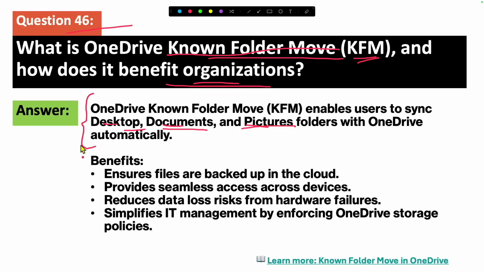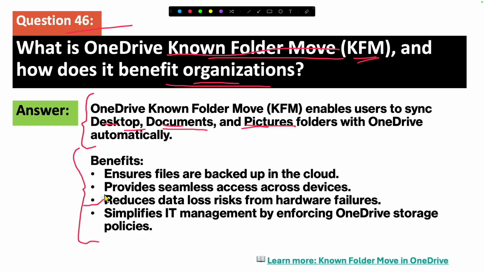So what are the benefits? How do you explain that? First and foremost, if you enable that, it ensures the files are backed up in the cloud. So it has lots of benefits. Second, it provides seamless access across devices. So if I go into another device or my mobile device, and I go to my OneDrive, I can access the files which are stored in my pictures folder or desktop as well. Third benefit is it reduces the data loss risk from hardware failure.